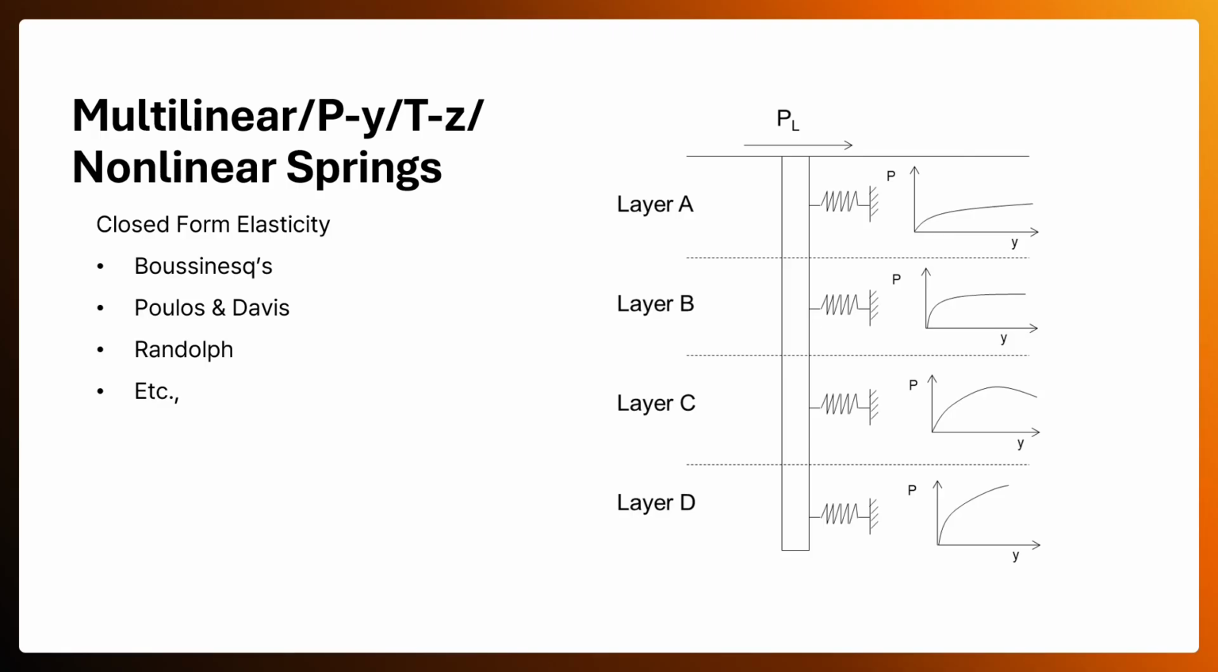And you do have the closed form elasticity methods, wherein these are simulated for each soil layer depth. For example, for the first layer, you have a particular form of force deformation curve. For the second layer, another form of force deformation with respect to the changing soil properties. So the closed form elasticity consists of different methods like Boussinesq, Poulos and Davis, Randolph, etc. These are used to simulate the multilinear spring behavior.